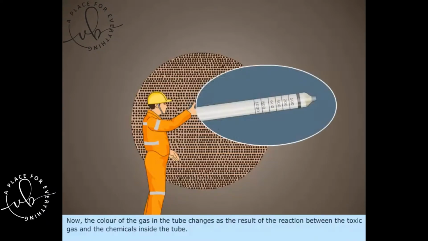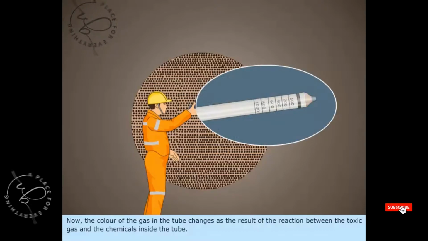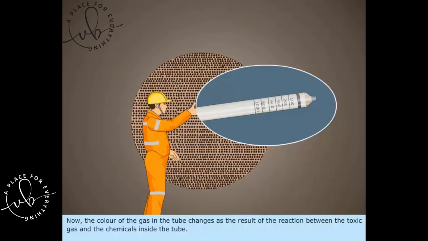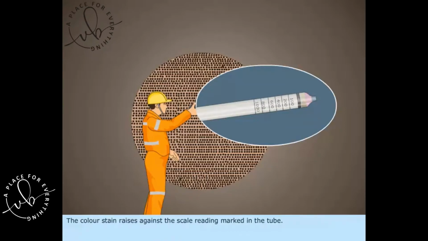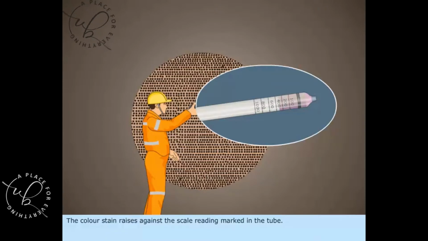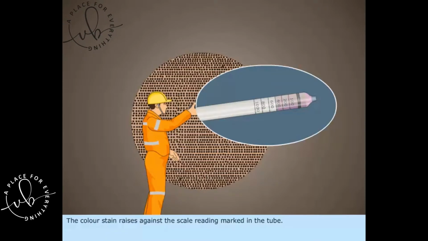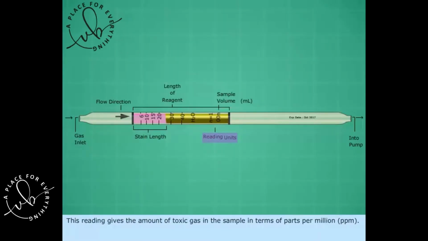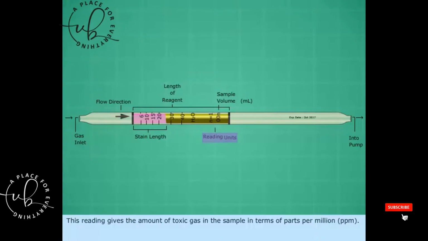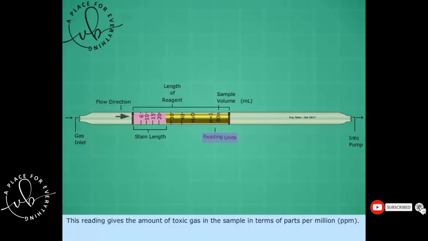Now, the color of the gas in the tube changes as the result of the reaction between the toxic gas and the chemicals inside the tube. The color stain raises against the scale reading marked in the tube. This reading gives the amount of toxic gas in the sample in terms of parts per million, ppm.